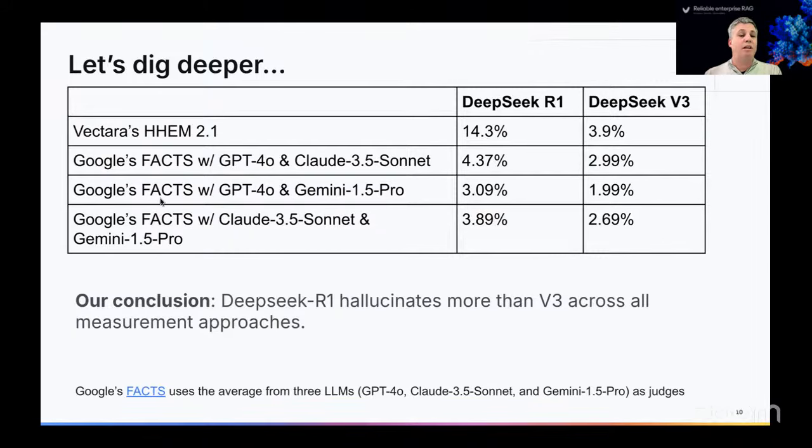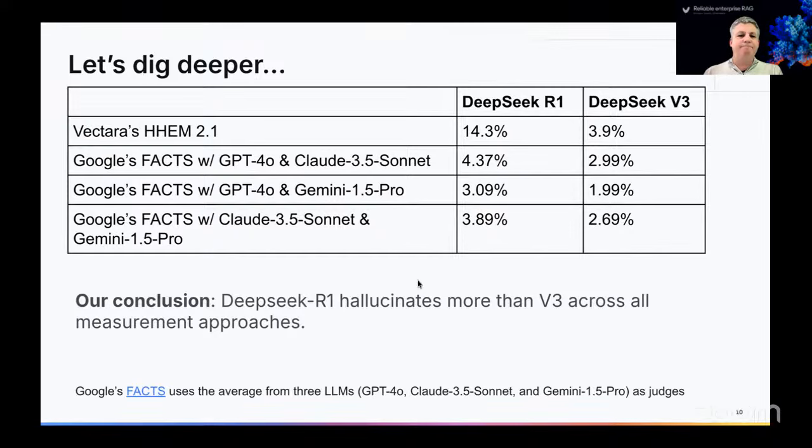We also looked at another hallucination detection leaderboard that Google released called FACTS, and it uses an LLM, not a model like ours. Even just to validate, we saw that even with their approach, which has some criticism, it's again consistently higher with 3 different techniques that can be applied there. So the conclusion is that yes, R1 hallucinates more than V3 across all the measurement approaches, as you can see here.